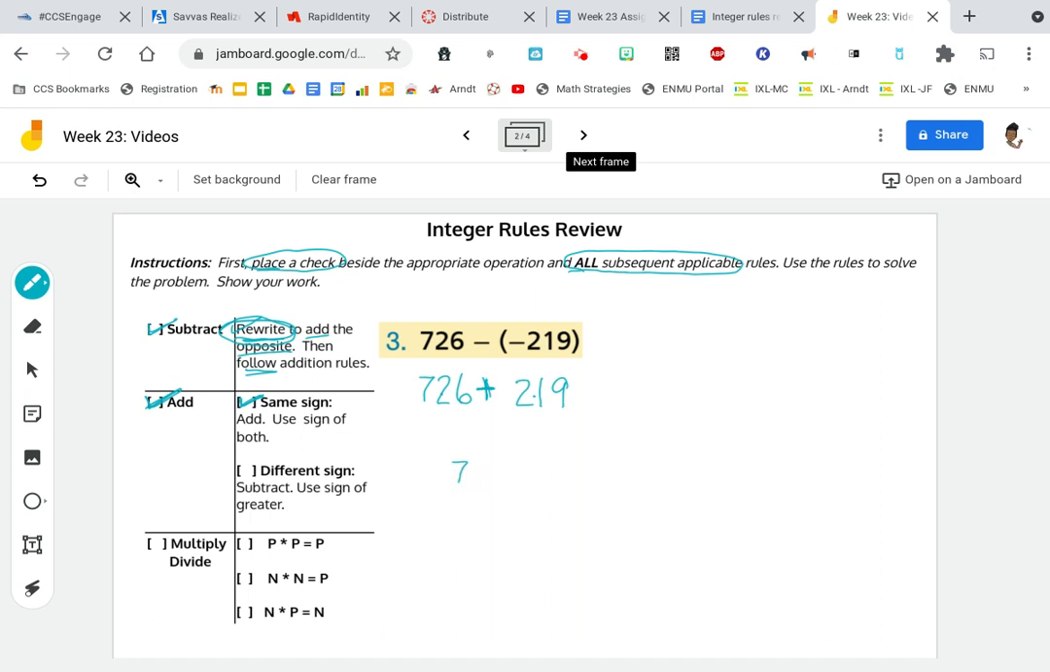So I'm just going to stack those up, 726, and I'm adding 219 to that. 6 plus 9 is 15. Write down my 5, carry my 1. 1 plus 2 plus 1 is 4, and 7 plus 2 is 9. And don't forget, I'm using the sign of both. Well, this one, 726 is positive and 219 is positive. So my answer is positive. So my final answer is a positive 945.